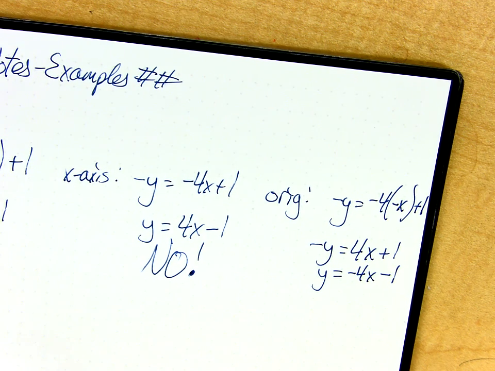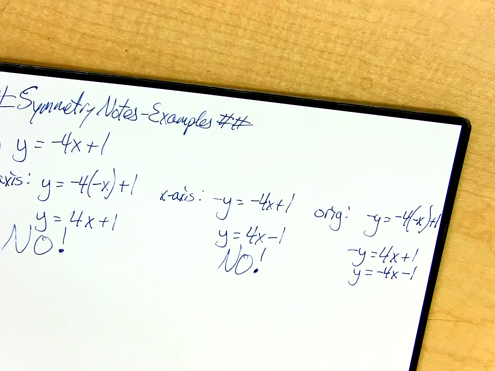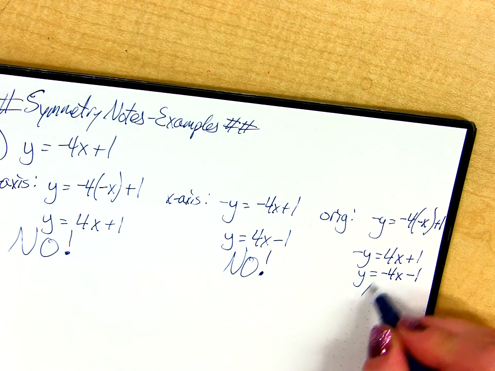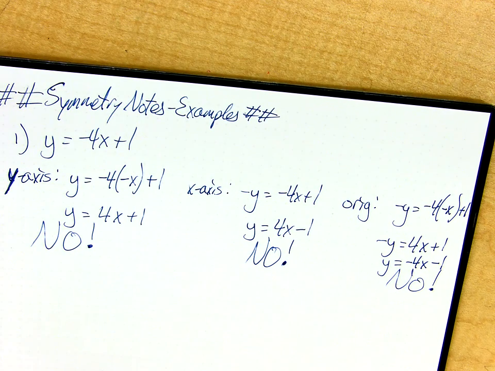Does it match my original? No, it's close, but it's not. It has to be identical, and it's not. That one's got a minus 1, that's got a plus 1. So this one's a no. It is not symmetrical over any of these three.